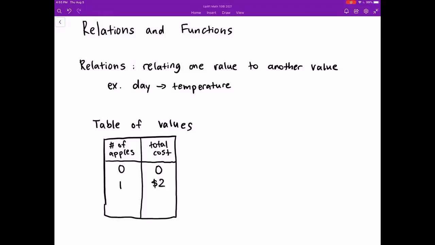And then 2 apples is 4, and then 3 is 6, and so on. There's a pattern where we add 2 every time. Basically, the cost of an apple is 2. So this is one way we can express a relation.